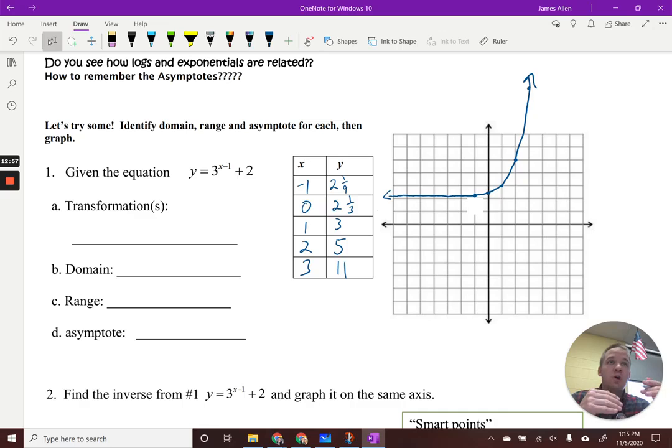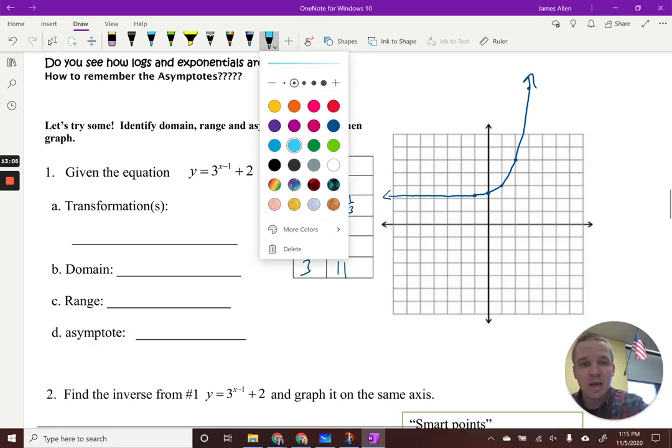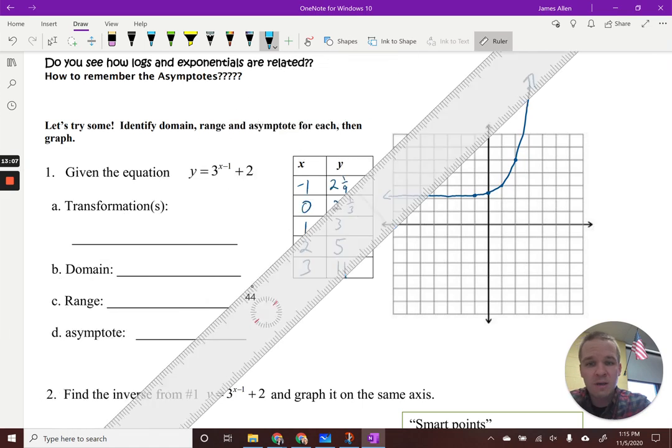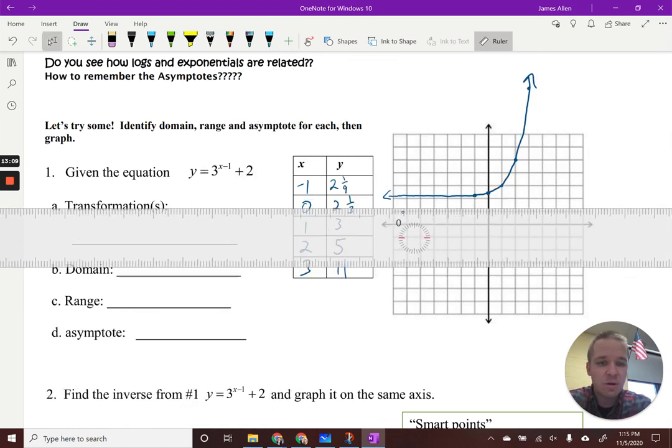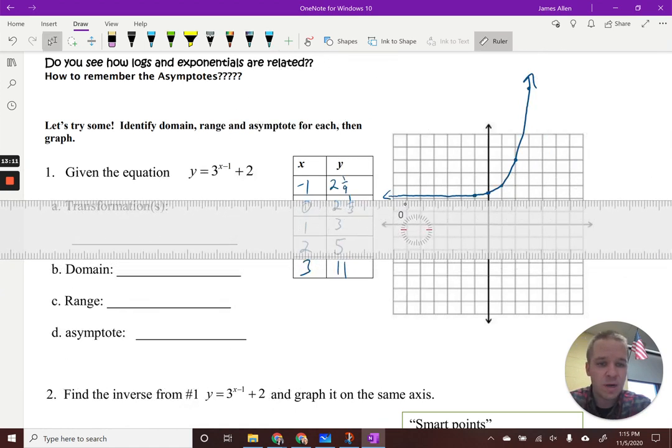And our asymptote was normally y equals 0, but according to transformations, we shifted this up 2, so our asymptote will do the same. I'm going to get my light blue with a ruler, give ourselves that horizontal asymptote of y equals 2 right there. Boom. Oop, a little too high. Like it.